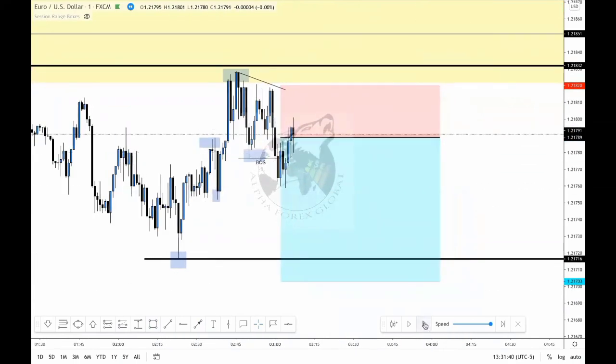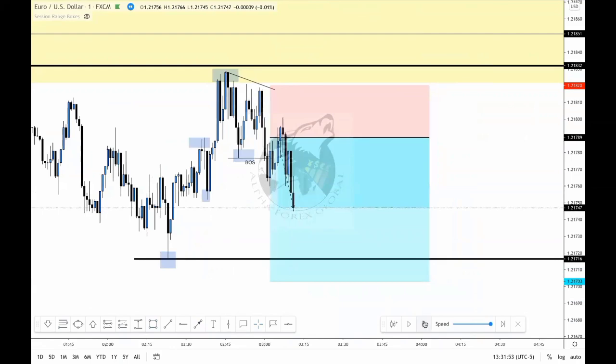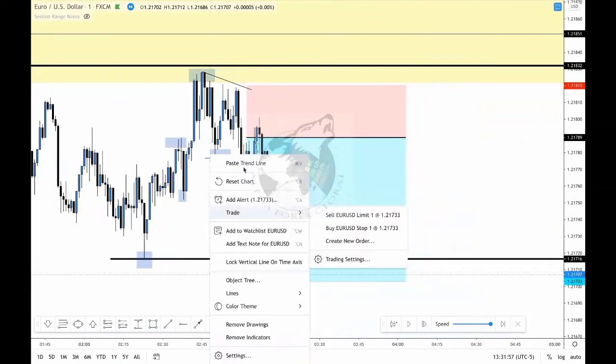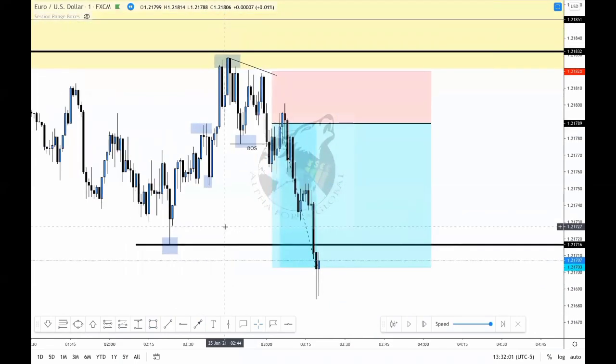All right, so market tapped in. I went about, say, a pip in drawdown, right? 1 pip in drawdown, that's good. Then the market pushed down, market broke structure. Now this is where most smart money traders get stopped out of trade or fail, right?